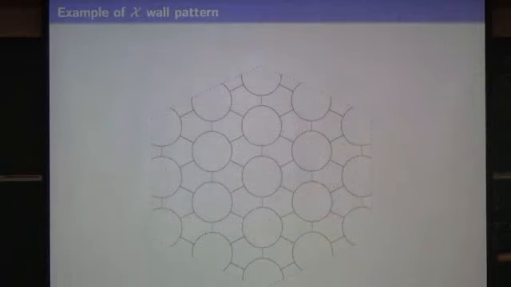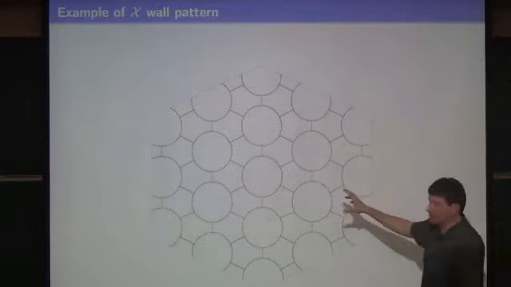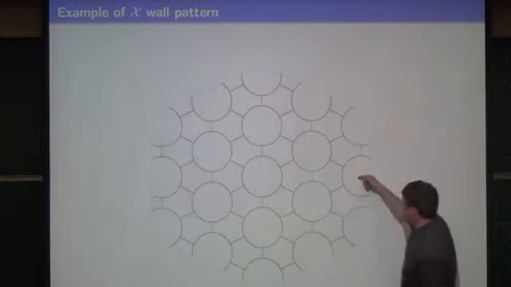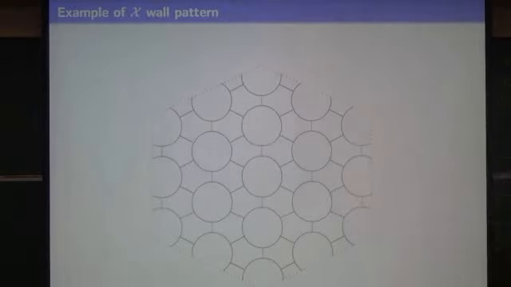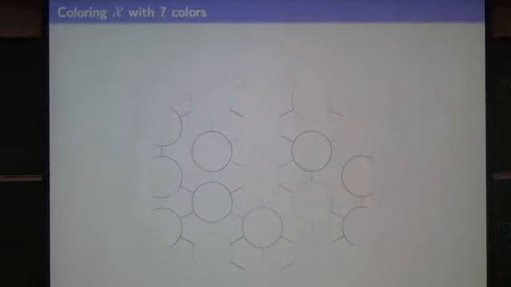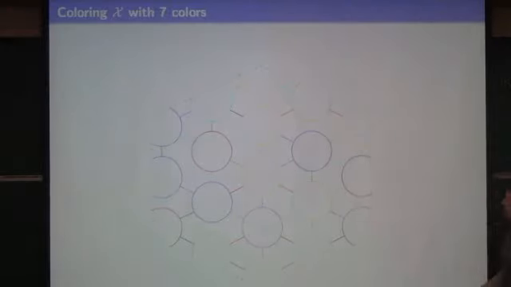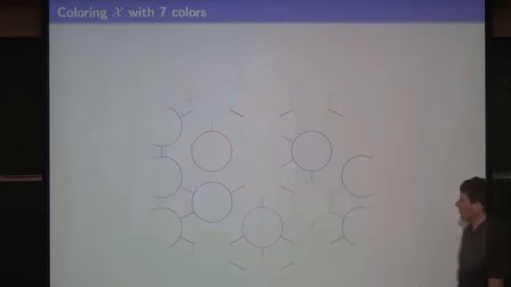So let me draw it in this case here. So here's my wall pattern. I'm not going to draw the graph, I'm just going to draw the walls. So the vertices of the graph are the walls, and when they cross, there's an edge. And so I claim I can 7 color this. So here's some 7 coloring. I chose a color for each one so that if they cross, then they have a different color.